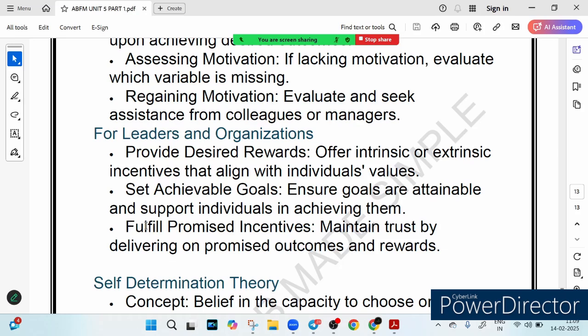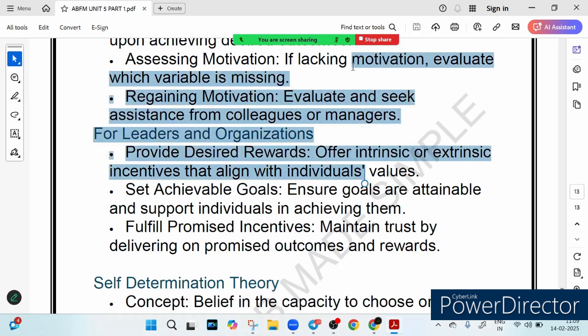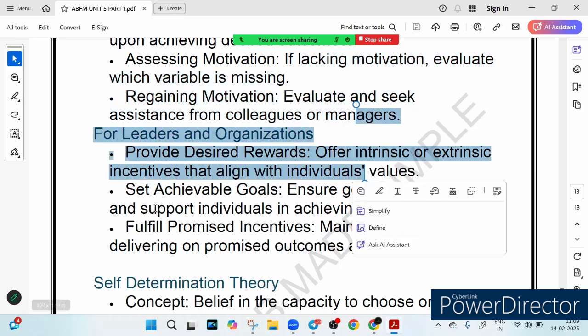Have you ever worked at a place where you gave your best but no one appreciated your effort? It is frustrating, right? That is why motivation is not just about the individual. It is a big responsibility for leaders and organizations. Like you can see the first point written here clearly, that it provides the desired reward.